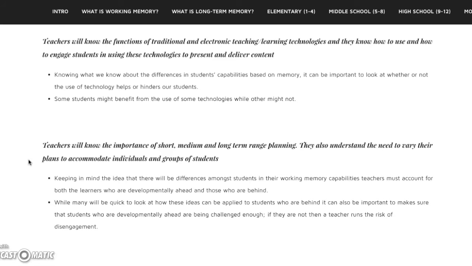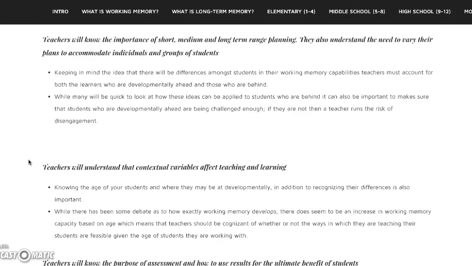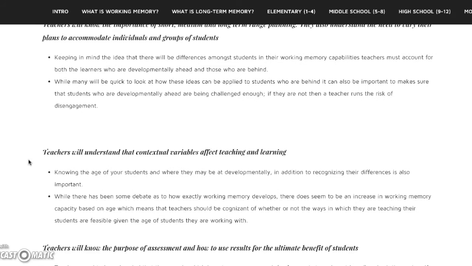Teachers will know the importance of short, medium, and long-term range planning. They will also understand the need to vary their plans to accommodate individuals and groups of students. Here, teachers should be planning according to the needs of their students. They should be keeping in mind that there will be differences in their students, and they should plan according to that. While many are quick to point out how this could be used for students who are behind, it is also important for students who are developmentally ahead so that they are properly being engaged. Because if they're not being engaged, even if they are a very smart kid, they might not be learning anyway.